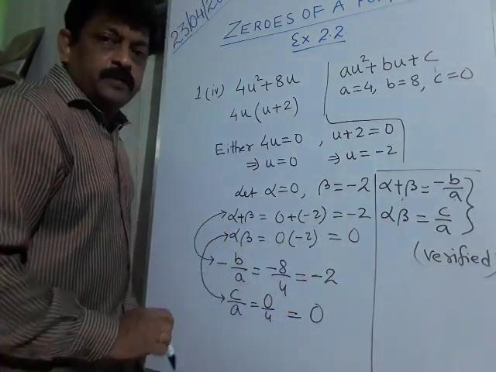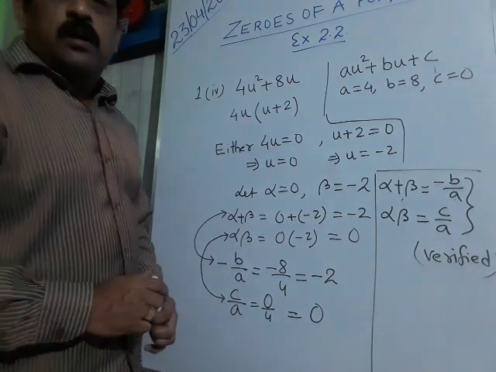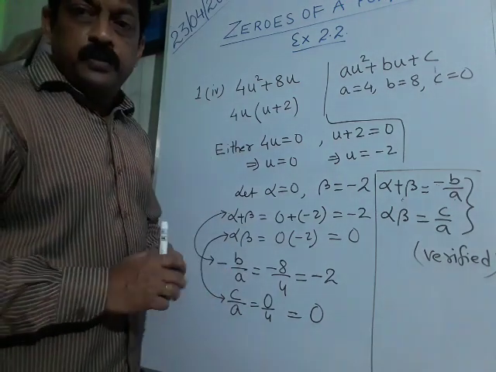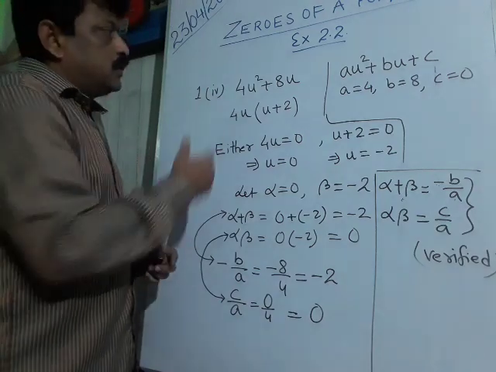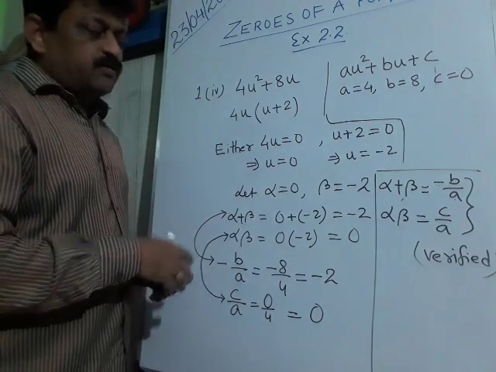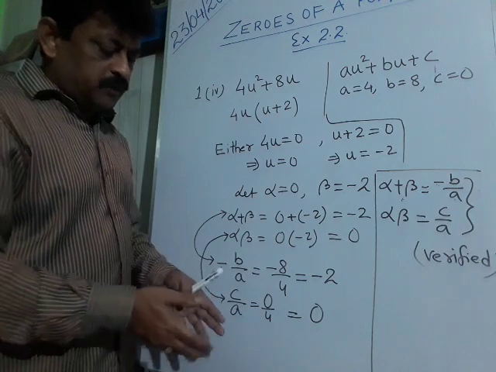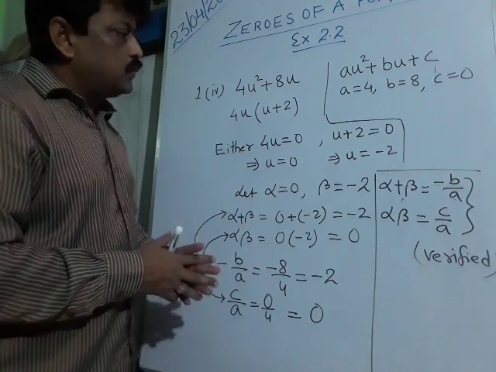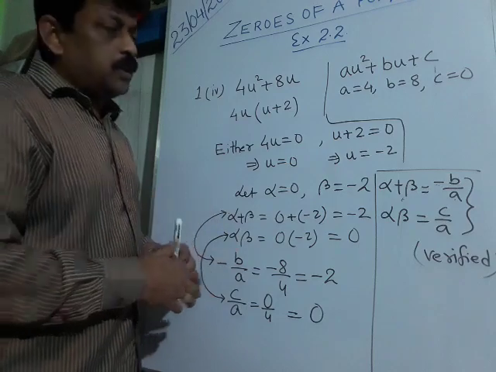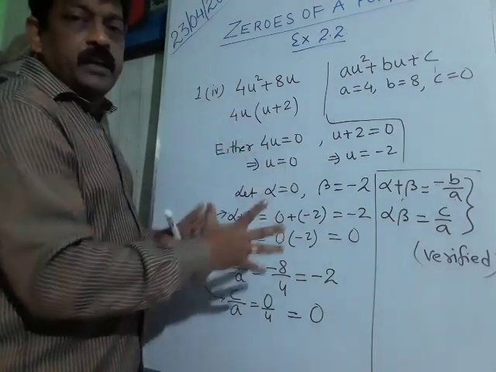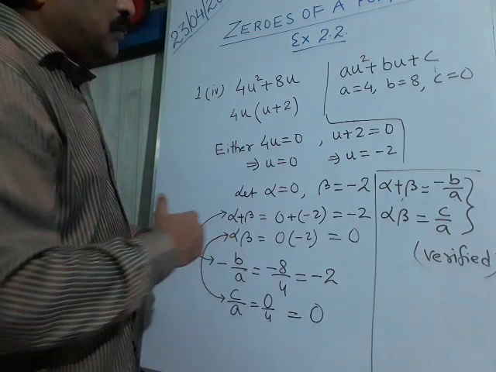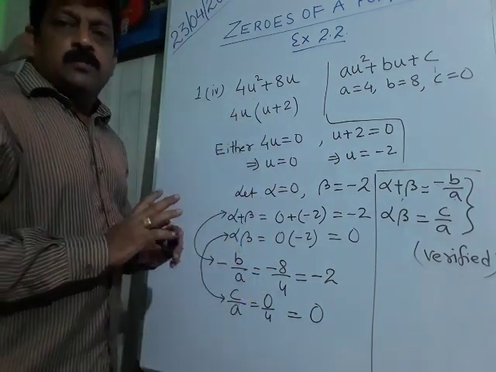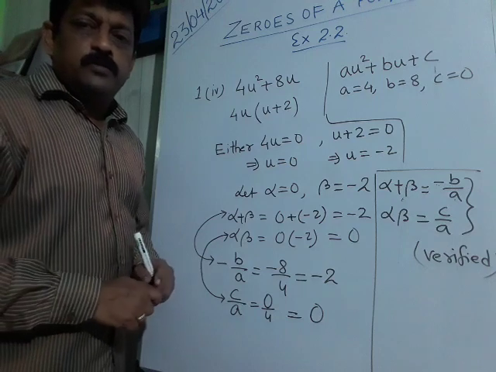Hence it is verified. So hope you have understood how to find the relationship between the zeros and the coefficients of the given polynomial. Try to do some more sums. So many sums are there in our textbook NCERT. So go through it and try to solve it. Keep it in front of you. Take the help from this sum. Go through the process and try to do the sum. Hope you will be able to do this.